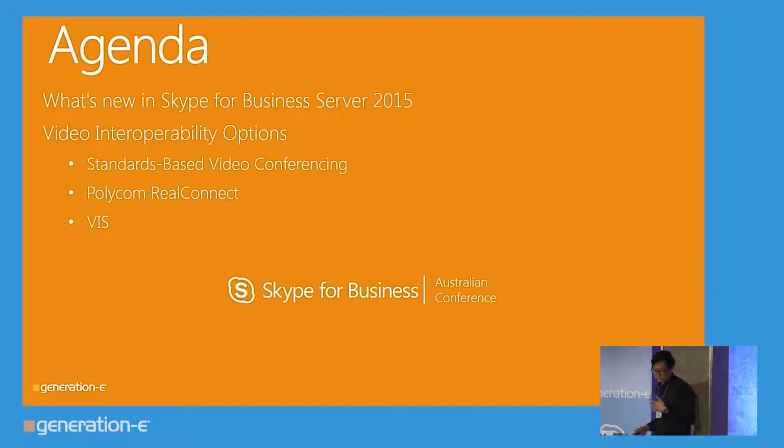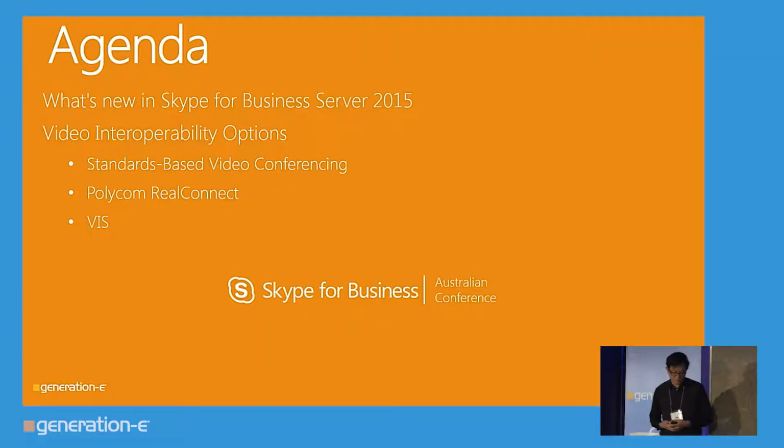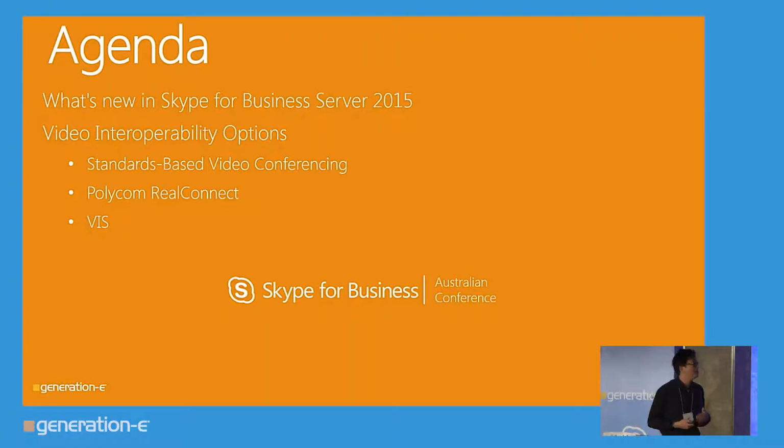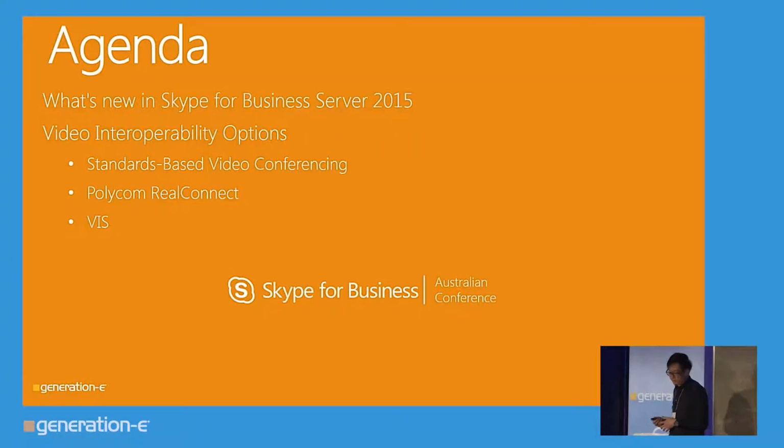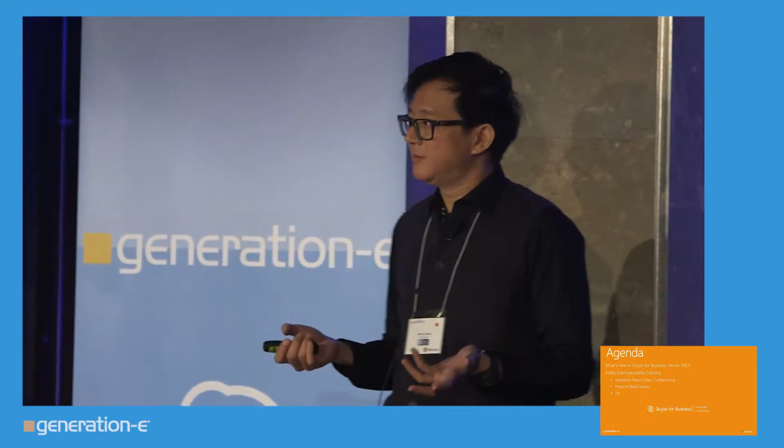So the agenda is what's new in Skype for Business from the video perspective, and also going straight into what the options are if you're already running a video conferencing system in your room, and how you are going to interoperate with that. We'll talk a bit about the new VIS role in Skype for Business as well, and it's going to be all about Cisco Interop. So a bit strange, like a Polycom guy talking about Cisco Interop for Microsoft, but it's okay. It's part of the product.